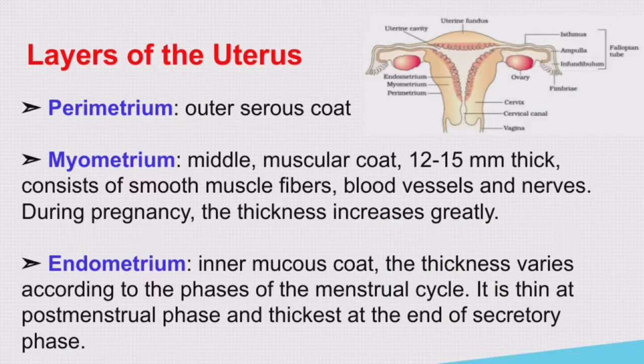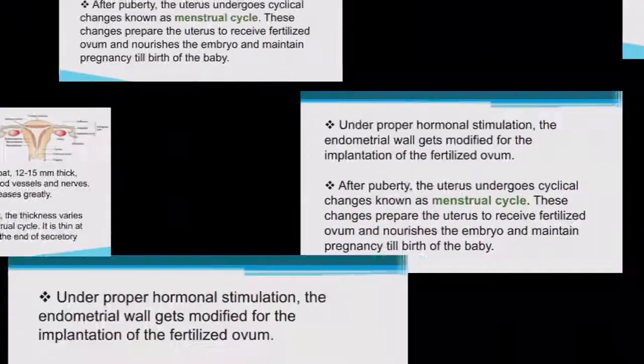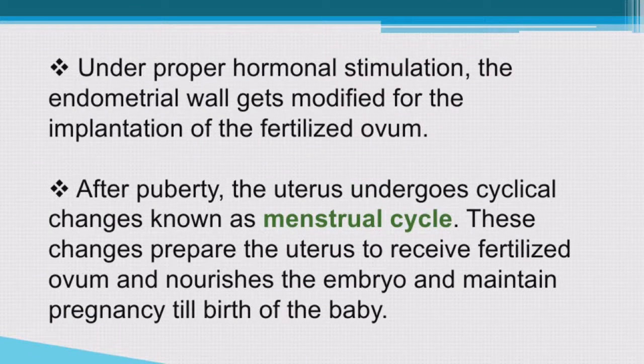Layers of uterus. Perimetrium, outer serous coat. Myometrium, middle, muscular coat, 12 to 15 millimeters thick, consists of smooth muscle fibers, blood vessels and nerves. During pregnancy, the thickness increases greatly. Endometrium, inner mucous coat, the thickness varies according to the phases of the menstrual cycle. It is thin at postmenstrual phase and thickest at the end of secretory phase. Under proper hormonal stimulation, the endometrial wall gets modified for the implantation of the fertilized ovum.